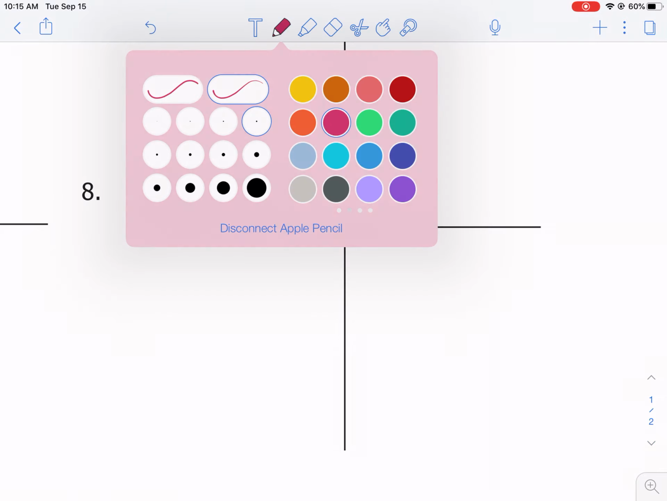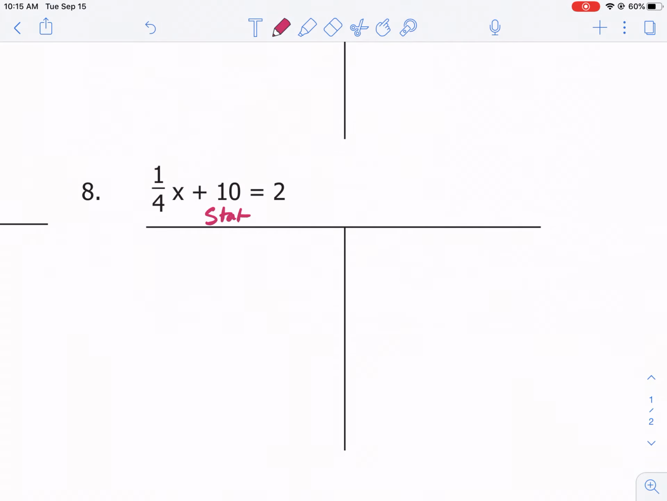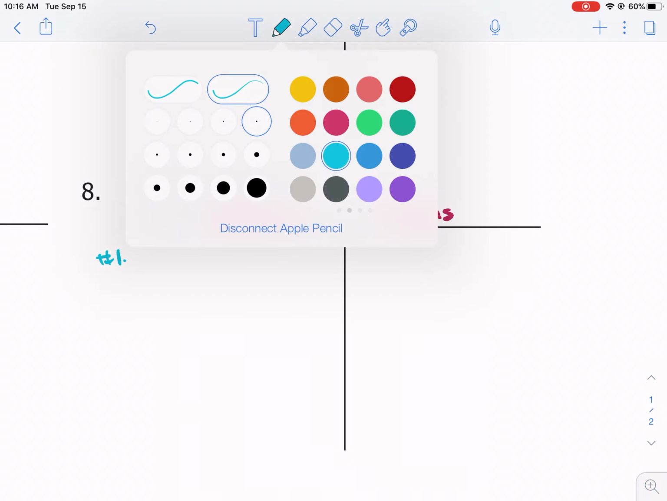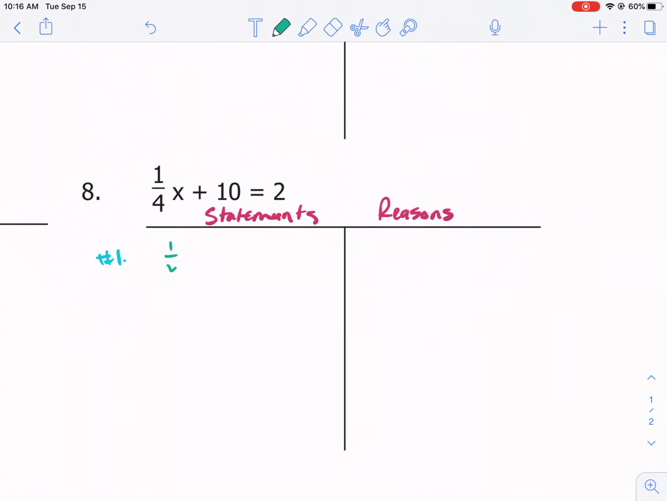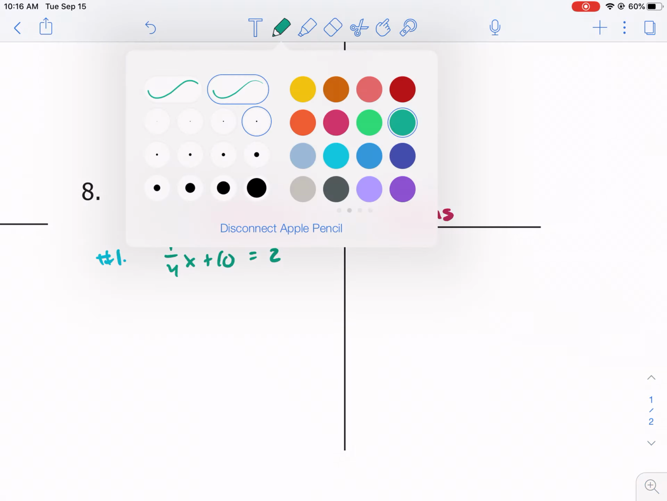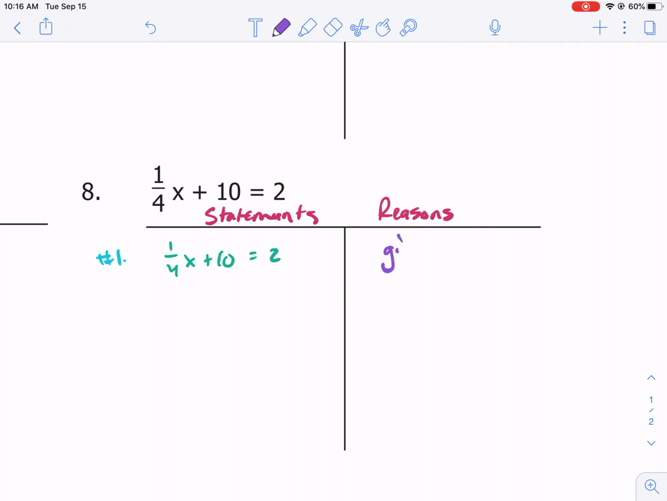So again, we have statements and reasons for this one. This one looks a little bit more complicated, but I'm sure we can do it in a few steps. Statements, reasons. I changed color, didn't mean to, but oh well. First thing we always do is we're going to list the givens. So we have 1/4 x plus 10 equals 2, and this is given. Let's change it to purple. Why not? Given. Okay, now, you could subtract 10, you could do all sorts of things.